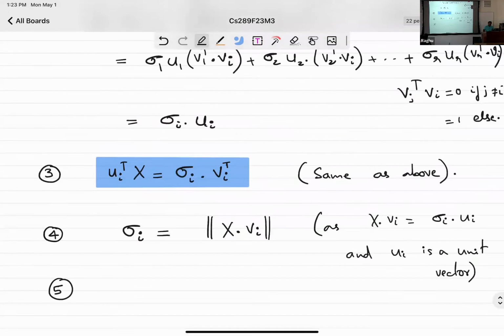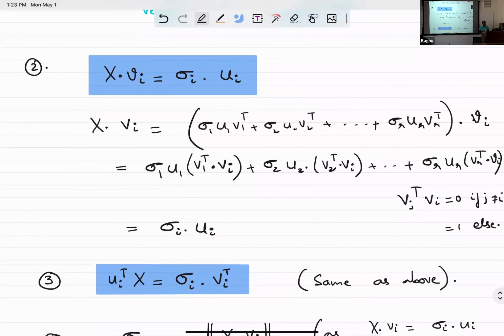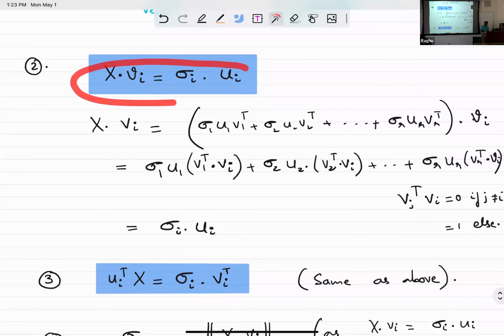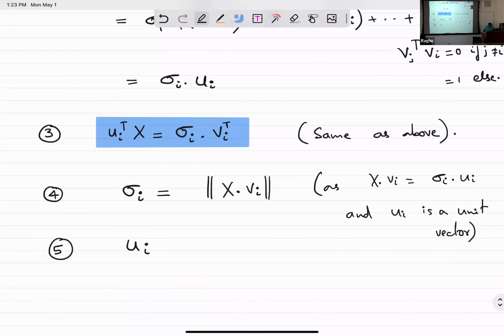And so if I give you Vi, how can I find out Ui now? Well, this equation tells me how to find out Ui, right? I just multiply with Vi and then normalize it. So Ui is actually X times Vi divided by the length of X times Vi. Okay. So this is just to say that if I know the V's, I can get the sigmas and the U's easily, and vice versa. If you knew the U's, you can also easily get the V's from this equation if you wanted.